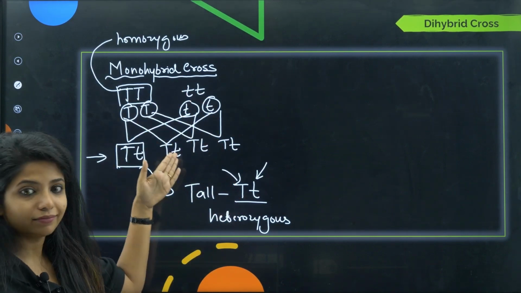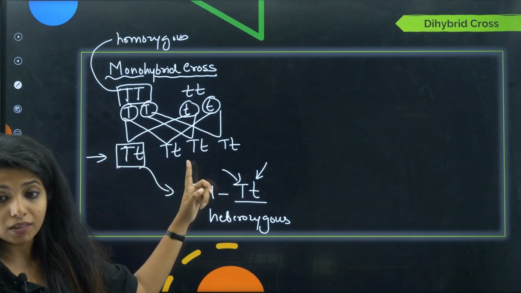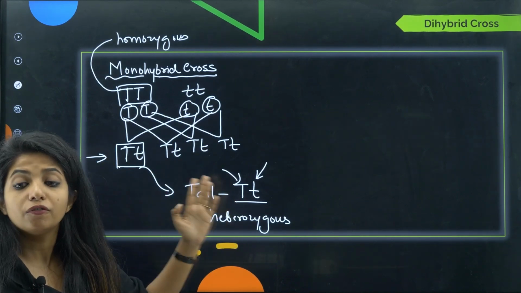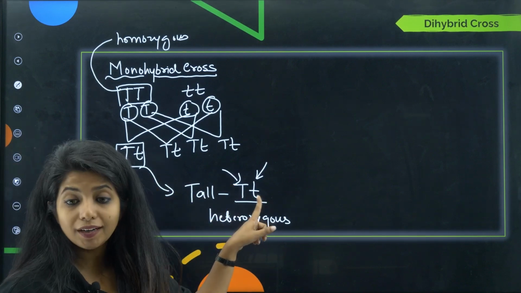The generation that is coming ahead of them has both the different alleles in them. This is one allele, this is one allele for height.